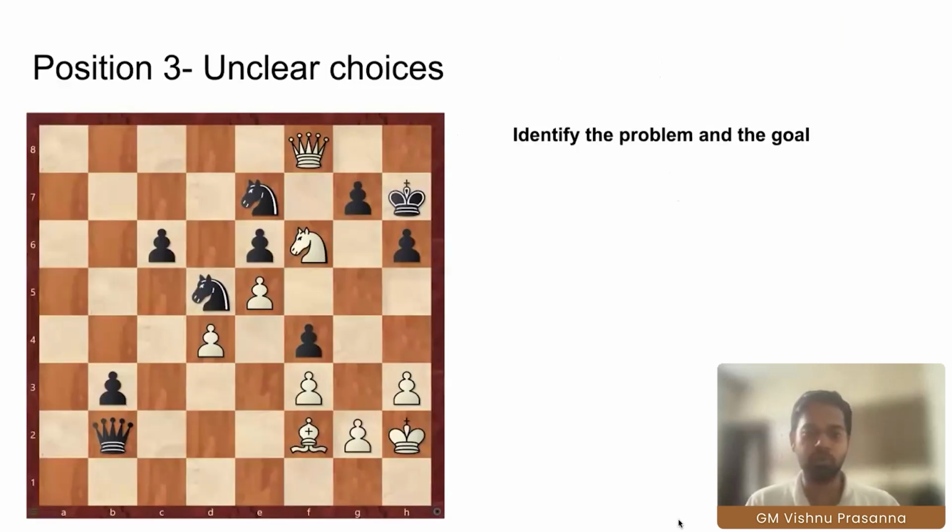So what do you think about the position? Identify black's problem in the position and the goal you are looking for, right? So even though black has a nice extra passed pawn on b3, the king is slightly shaky. The queen is far away from the king. The king is slightly shaky. Yes. Yeah, so that is the problem.